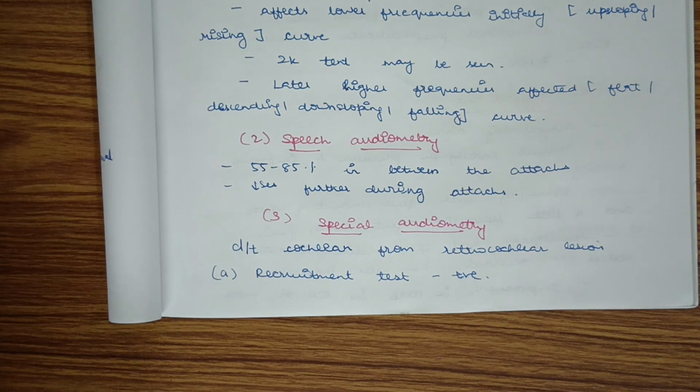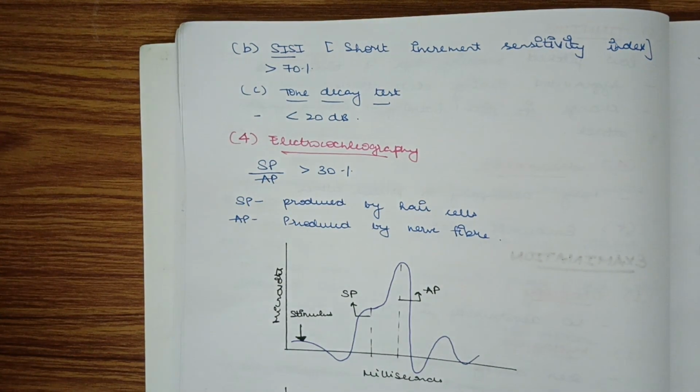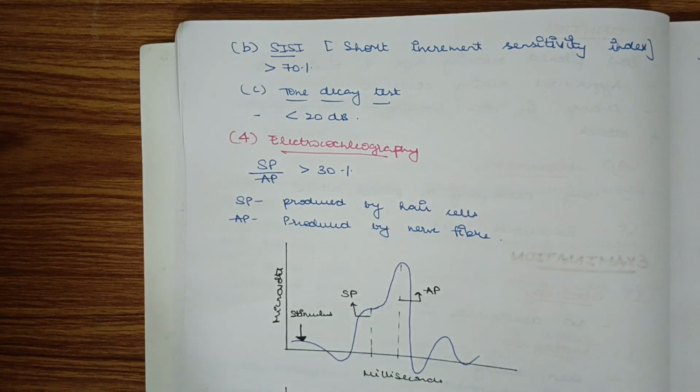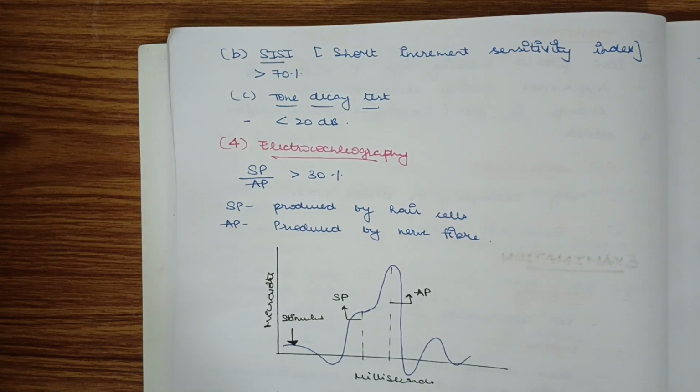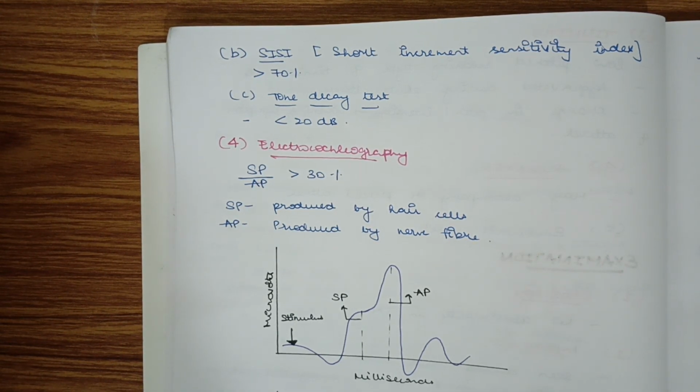Special audiometric tests will include the recruitment test, which is generally positive, and differentiates cochlear from retrocochlear lesions. In cochlear lesions, the recruitment test is positive, whereas in retrocochlear lesions, the rollover phenomenon will be positive. The SISI score is generally greater than 70 percent in Meniere's disease, which is normally less than 70 percent, so equal to 70 percent in normal cases.